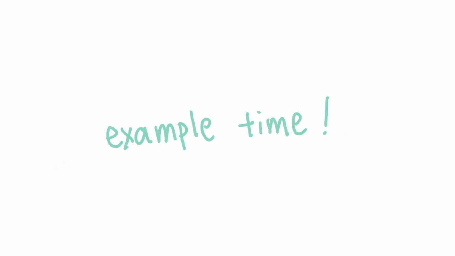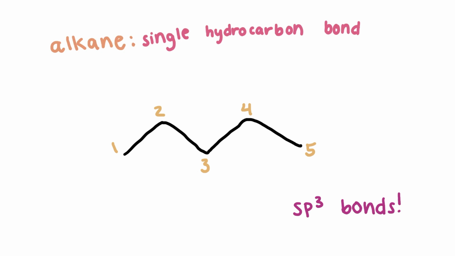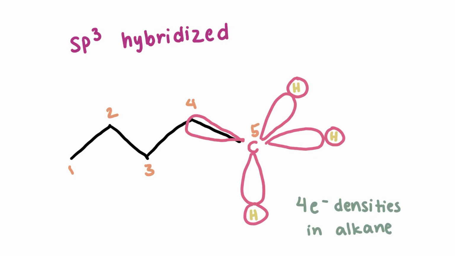For example, let's look at this molecule. It has 5 carbons. You can count the 5 points in the structure, and that tells you how many carbons are in this molecule. If a structure consists of only single bonds with no functional groups attached, that is an alkane. The cool thing about alkanes, they're sp3 hybridized.